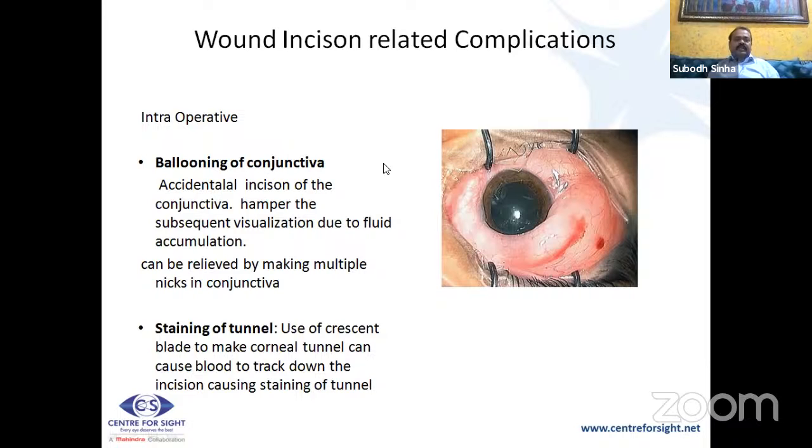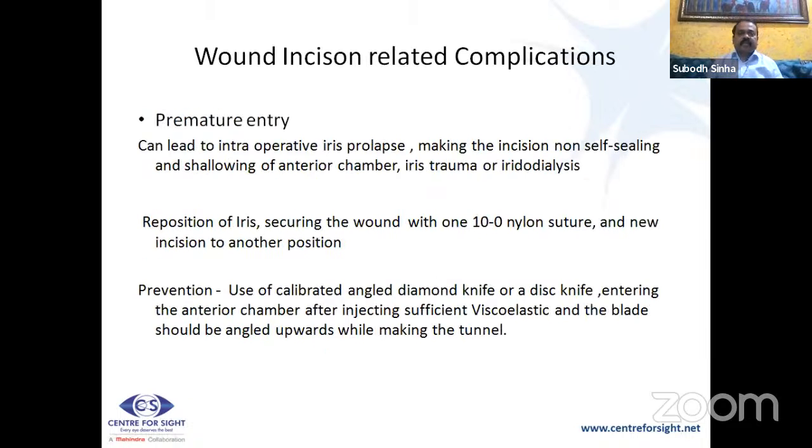Some of the problems that can happen: ballooning of the conjunctiva is more common with the conjunctival approach, and staining of the tunnel sometimes happens. The blood trickles into the tunnel, and that mostly helps. Premature entry, if your tunnel is too deep, makes the incision non-self-sealing, and that may lead to shallowing of the anterior chamber, iris prolapse, and iridodialysis. In this type of situation, it's better to secure the wound with 10-0 nylon and go to a new site.